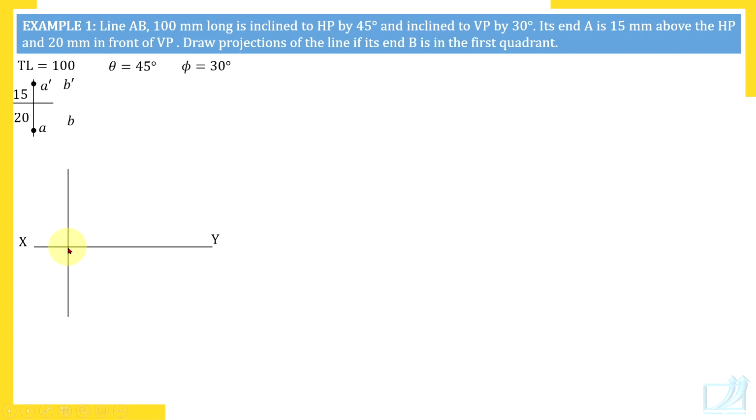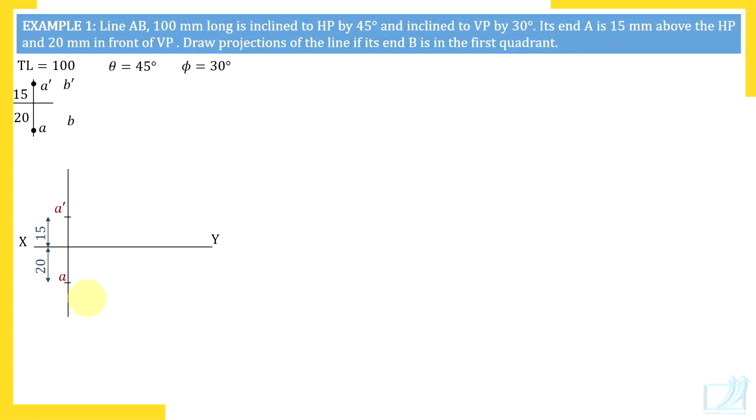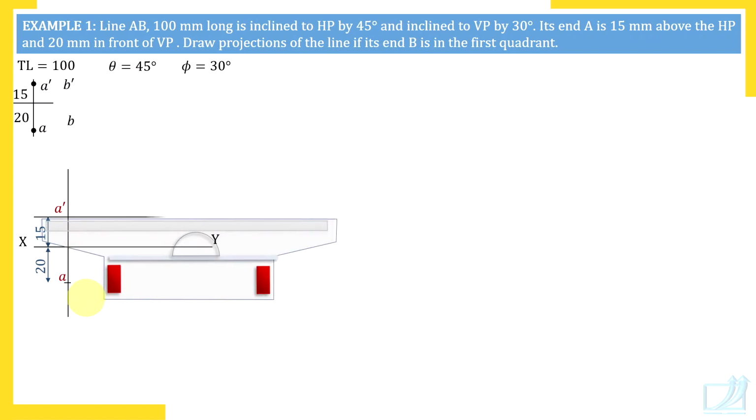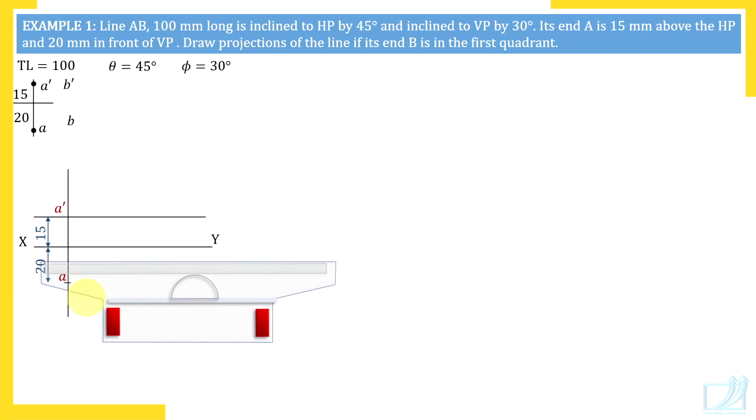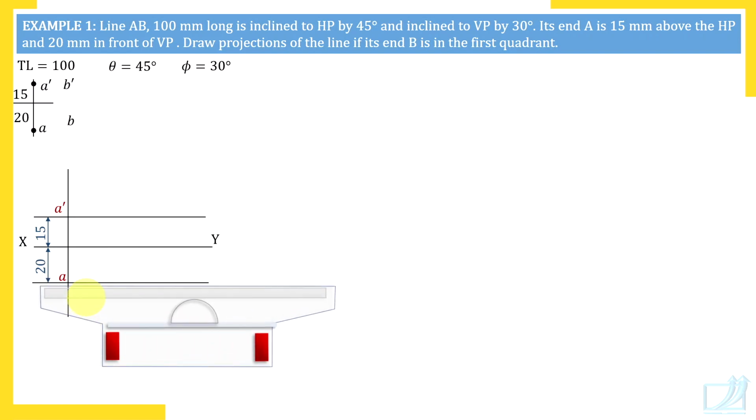So measure exactly 15 millimeters above XY line because point A is above HP, and front view gives distance from HP. So label it immediately, and 20 millimeters below XY line. Prompt labeling is very important in solving problems on projections of lines. So now set roller with XY line and through A dash draw a horizontal line, and through A draw one more horizontal line.